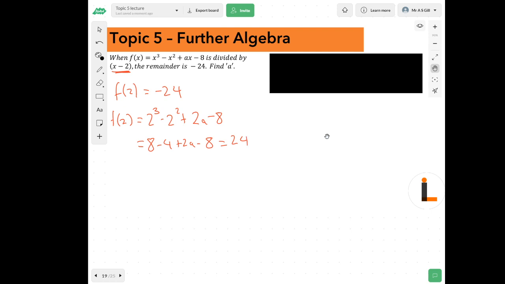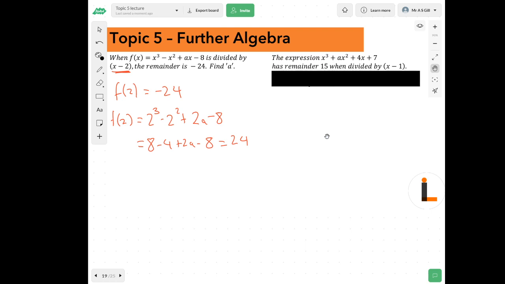And then this is just a simple linear equation to solve, to go and find the value of a. So I'll let you finish that question, and then have a go at this question on the right hand side as well.